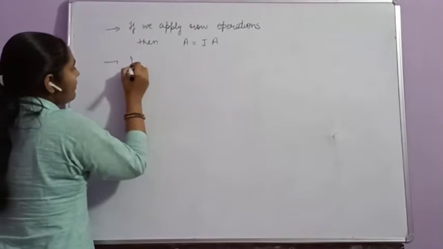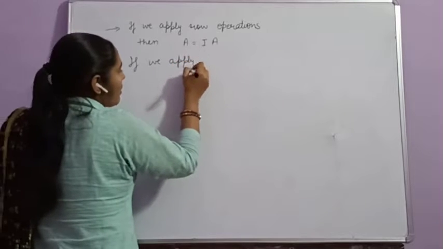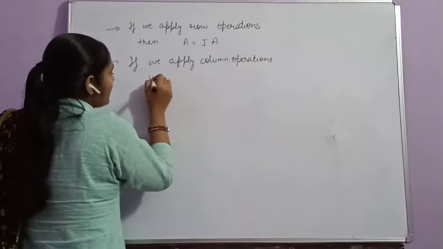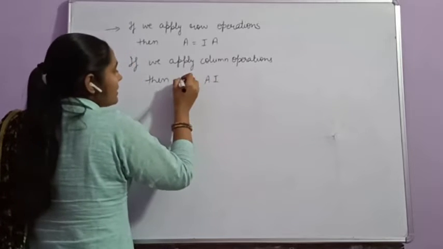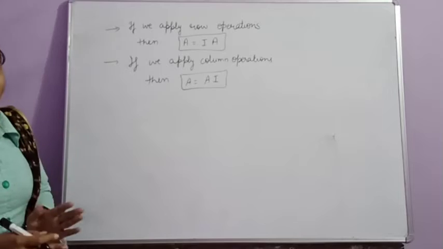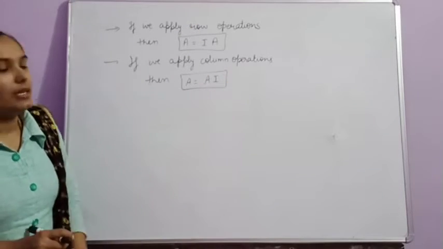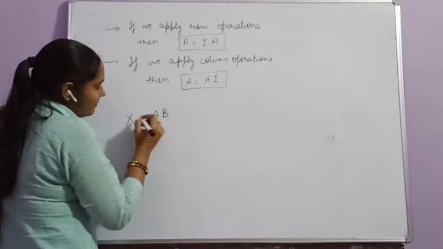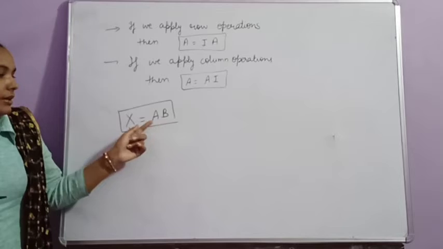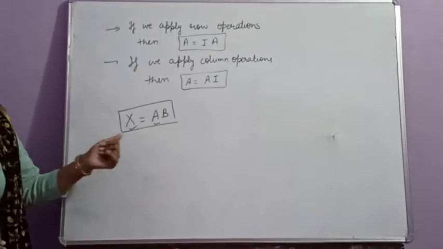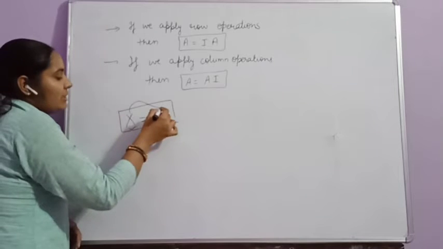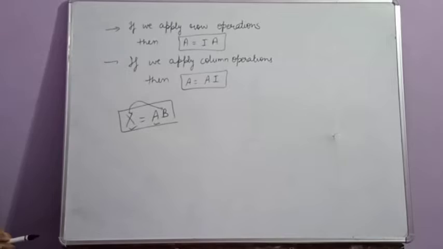Similarly, if we apply column operations, then we compare it with A is equal to AI. The same thing is applied in both. That is, the operations which we applied on the left hand side, the same operations are applied on the identity matrix on the right hand side. Or you can understand it this way: if X is a matrix that is equal to AB, then the operations which are applied on matrix X are applied on matrix A, where we find that A is the inverse of matrix B. Similarly, if we apply operations on X and B, then we calculate the inverse of matrix A. Clear?